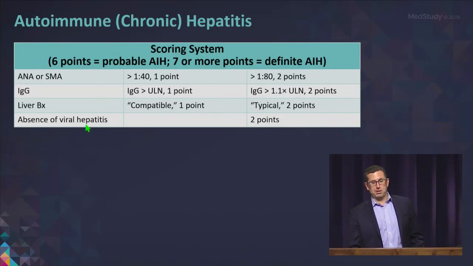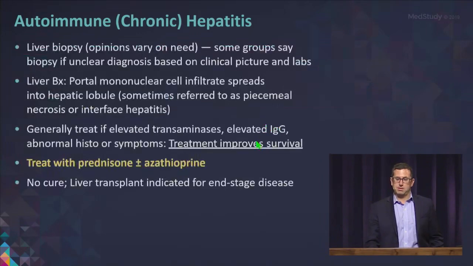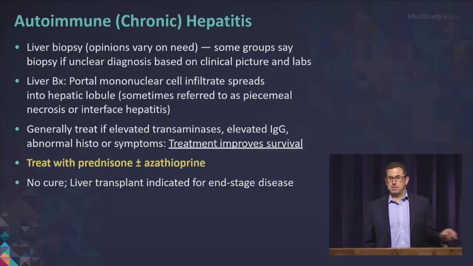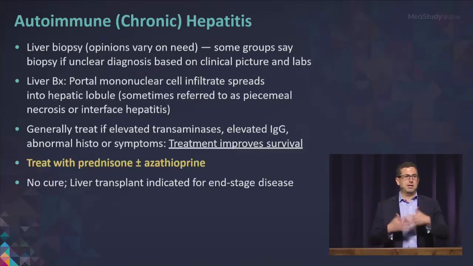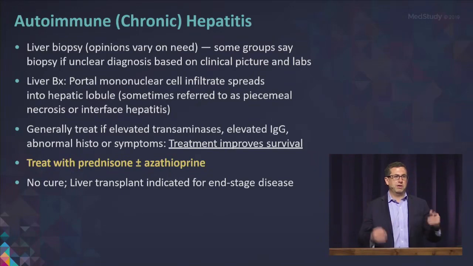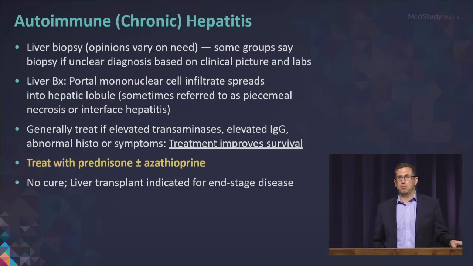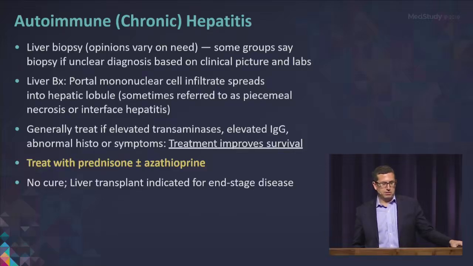And if you don't have viral hepatitis, that's more points. So basically, you kind of use this, and the more points you have, the more likely it is that you have autoimmune hepatitis. Liver biopsy really will confirm autoimmune hepatitis, but it's not always done. You can kind of see a theme here, right, where we're kind of moving away from liver biopsies and really making more diagnosis based on clinical scenarios and serologies.